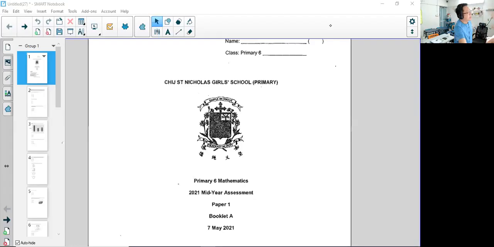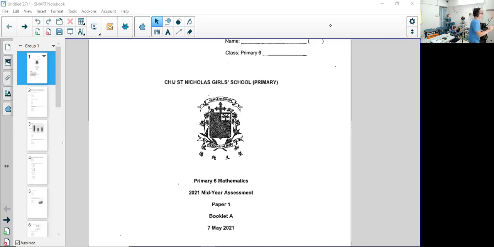Okay, hi. Today we are going to look at the CHIJ St. Nicholas Girls Primary School 2021 paper. We will spend about 1 hour to go through this paper, so look out for shortcuts and methods. The purpose, how to do well for Paper 1, is to know your shortcuts and also to know the methods to solve harder problems.